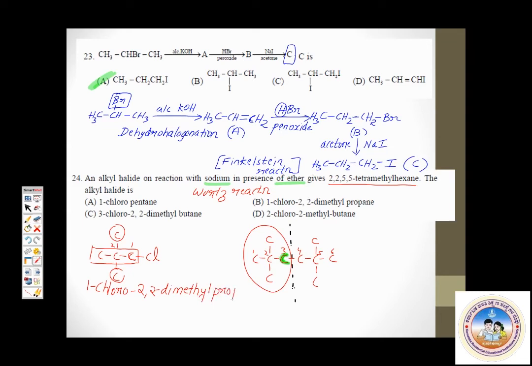1-chloro-2,2-dimethylpropane must be the answer. So which option matches this? 1-chloro-2,2-dimethylpropane is option B. So for question number 24, the correct answer is option B, 1-chloro-2,2-dimethylpropane. Good. Very good. Now we shall proceed further. This was question number 24. Please write it down. Important question. You are figuring out what the haloalkane is from the product alkane in a Wurtz reaction. That is, you're working backwards. Okay. Next.